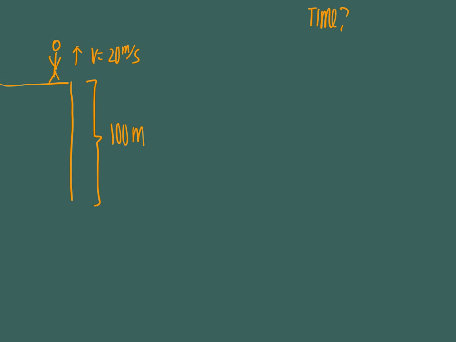We're going to try a do-it-yourself for motion in a straight line. A person standing on top of a 100-meter high building throws a ball straight up in the air with the velocity of 20 meters per second. How long does it take for the ball to hit the ground?